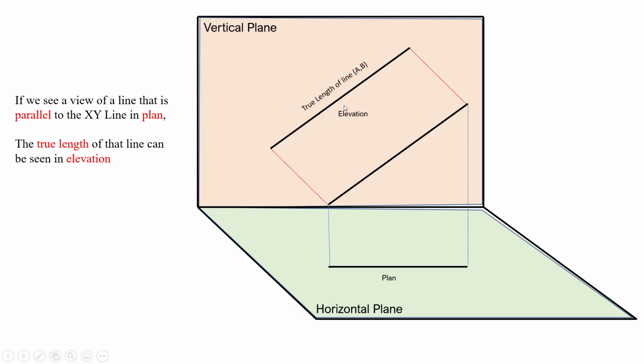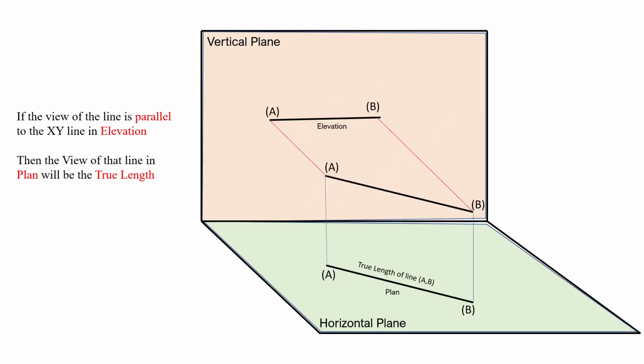Therefore, from elevation, we're given the true length of the line AB. So parallel to the XY line in plan gives us the true length in elevation. Then in the reverse way, if it's parallel in elevation, we will find the true length of that line in plan. If we look directly down, we can see the true length of line AB is given in plan because our line in elevation is parallel to the XY line.